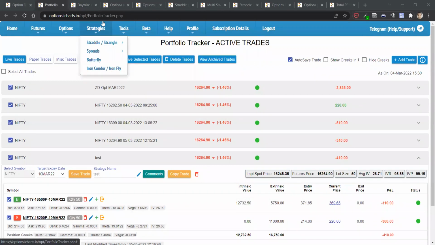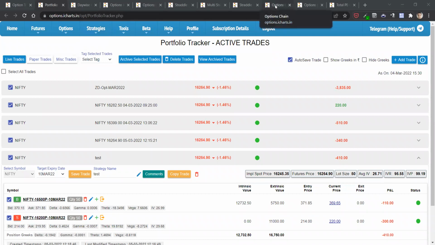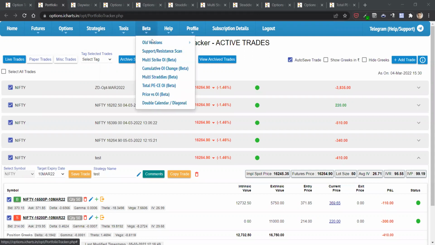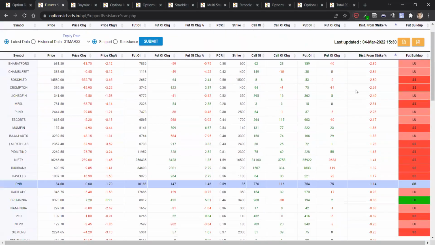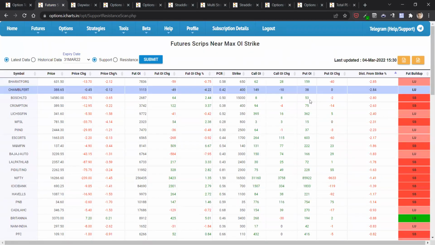Sure. Good morning, sir. I have one question. Is there any scanner or a filter for stocks which are near their supports or resistance based on options? Currently, it is half done. Support resistance scan is there. It is half done, and the way you need to use this will tell you how far it is from max OI strike.